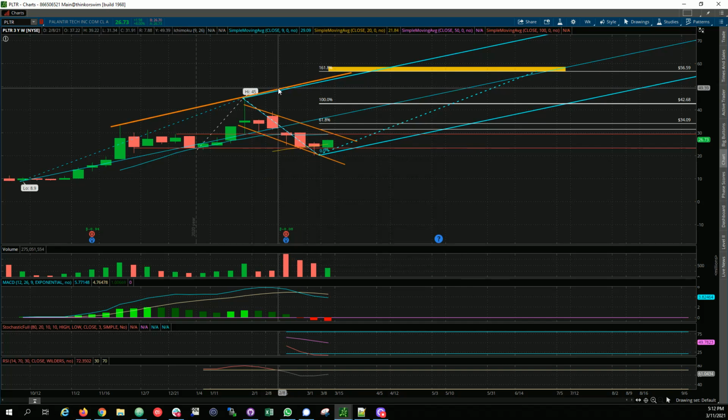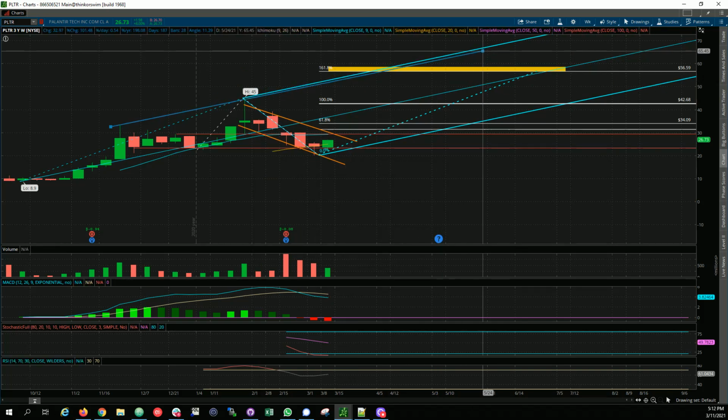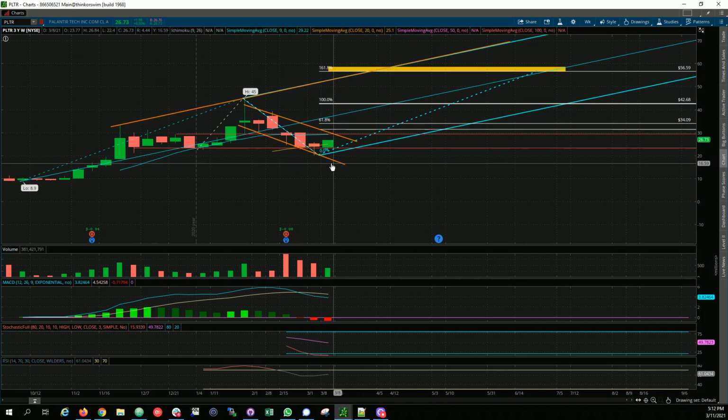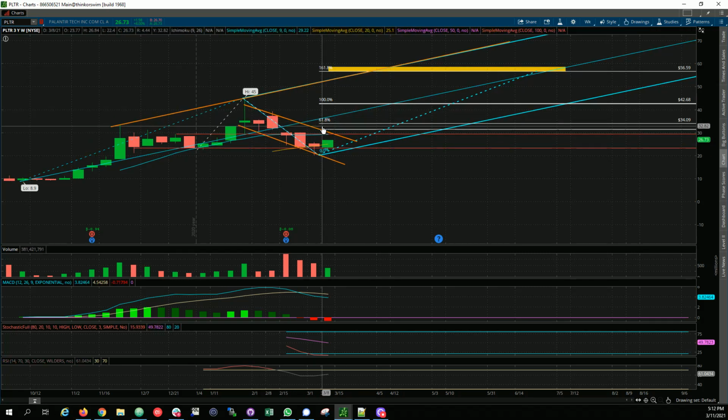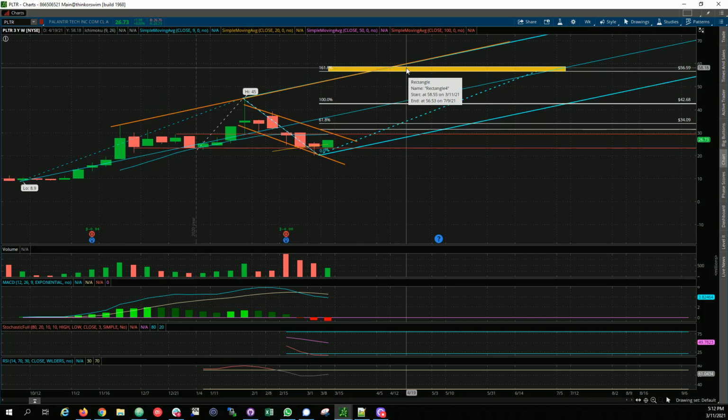Sorry about that. Let me grab this. So it coincides with the pitchfork that I drew. The top is going to be towards the 58 area. If we manage to break out of this channel and we move slowly, give it until the end of the year, I think it's going to hit $58 to $60.